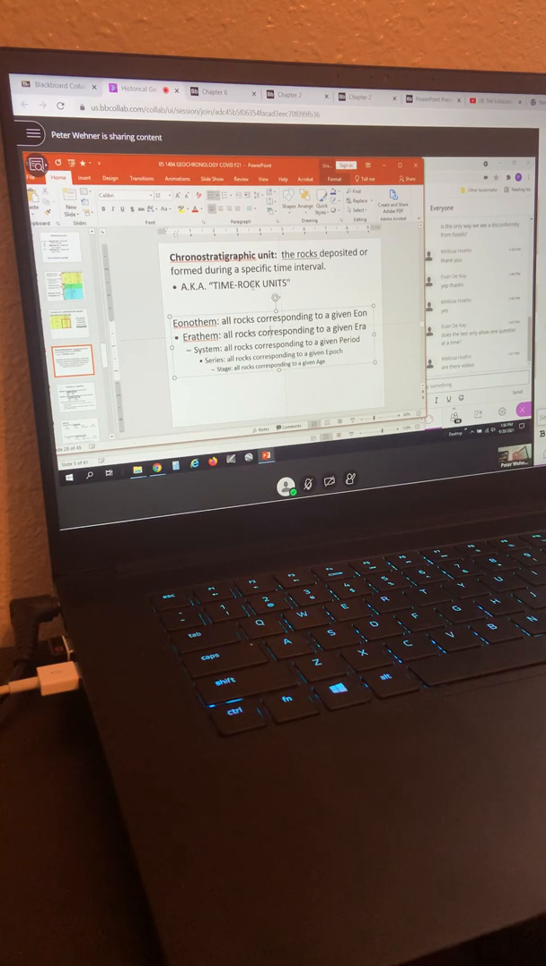So remember, rock units are not time units. Remember, there's 3 things we talked about. There's time units, rock units, and time rock units. Time units, as the name suggests, are units of time. Rock units are obviously units of rock. And time rock units are still units of rock that were deposited during the same interval of time.